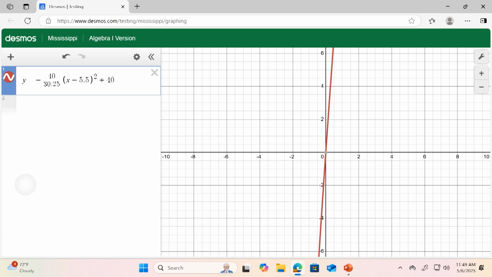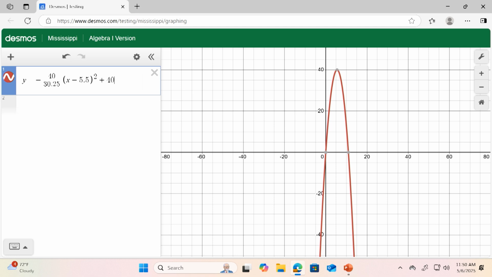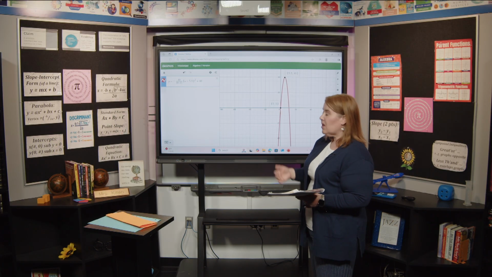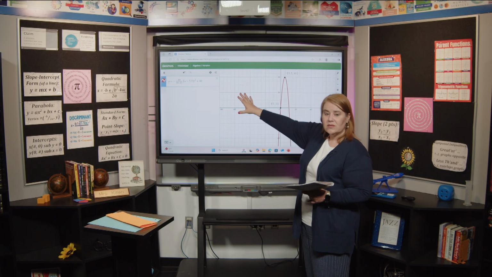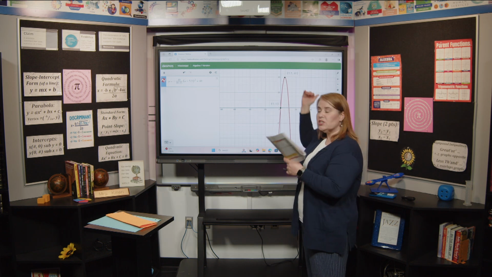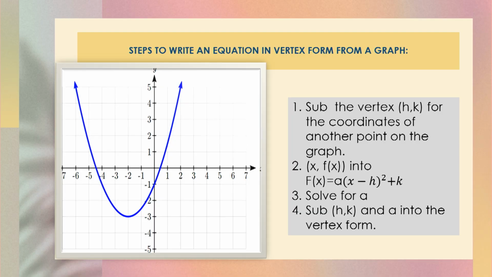All right, so let's move this. Remember, I can, there we go. So it does represent what we had as our first graph. Using the formula, we found our equation, and it shows that we do have the same graph. Good job. Steps to write an equation in the vertex form as we graphed are these, and we know these.